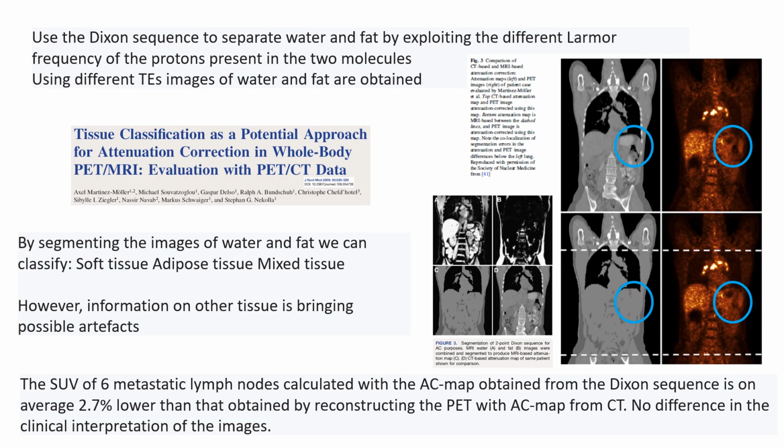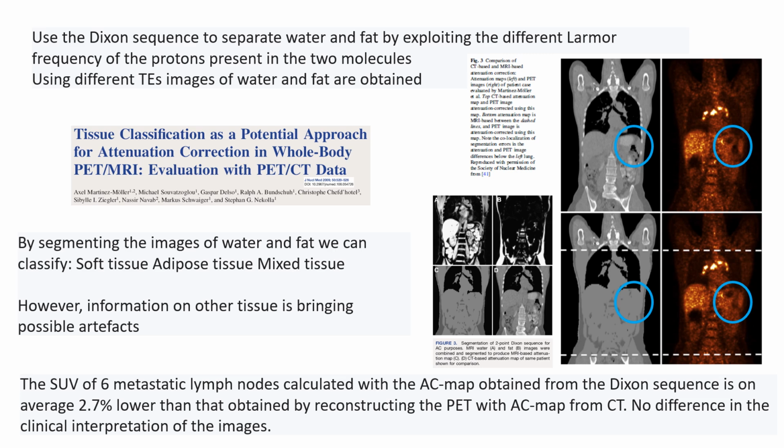In this other method, we can use the Dixon sequence to separate water and fat by exploring the different Larmor frequencies of the protons in the two molecules. We use different times to echo and we obtain images of water and fat, and then by segmenting the images of water and fat we can classify soft tissue, adipose tissue and mixed tissue. One limit of this method is that information on the other tissues are missing, and this can cause possible artifacts.